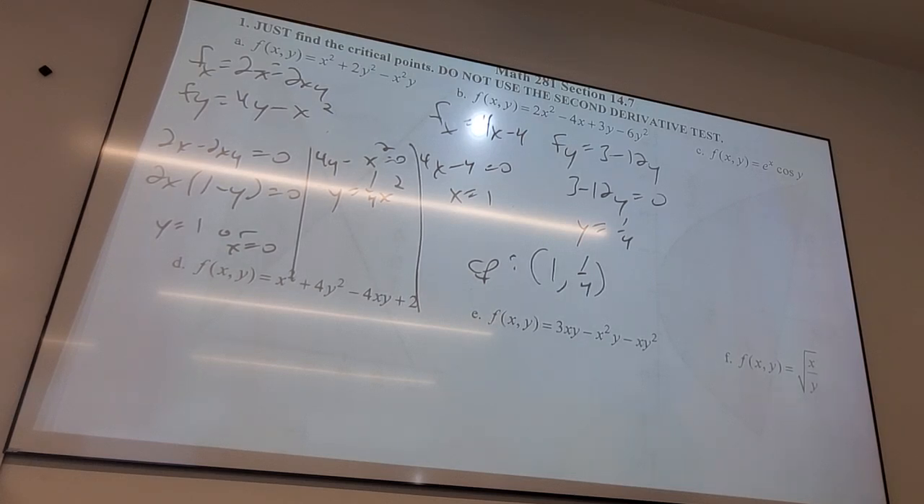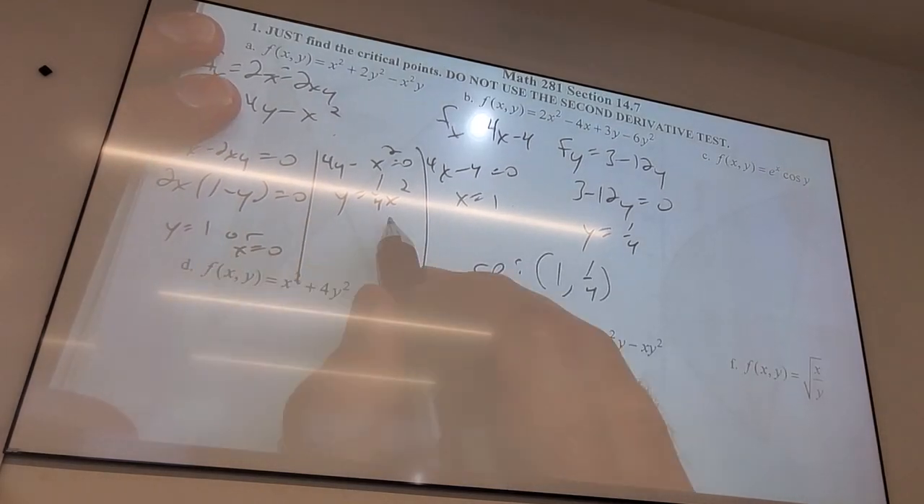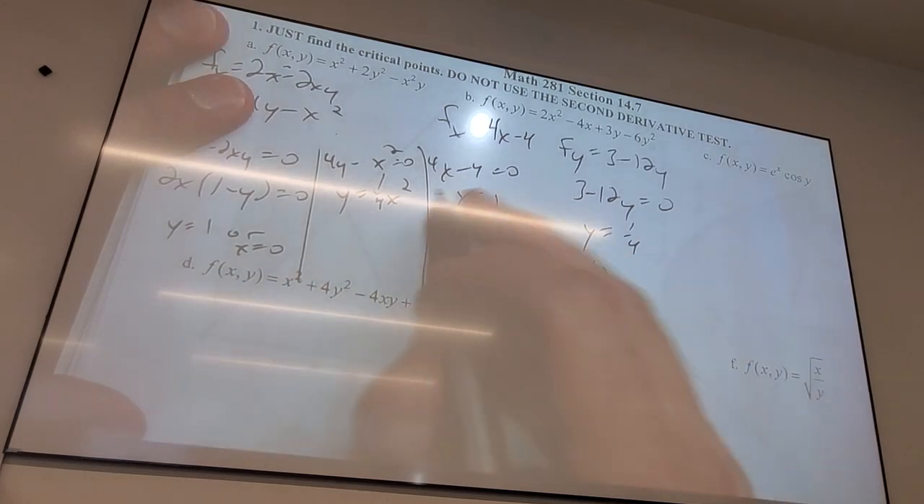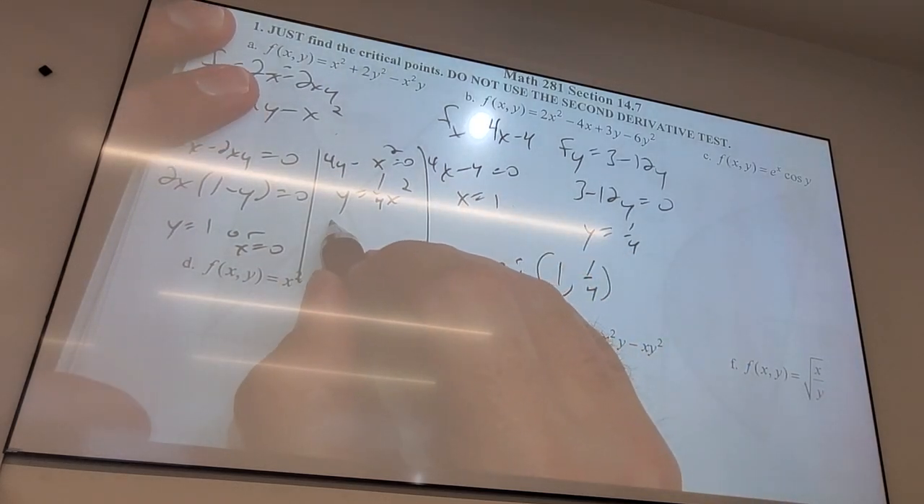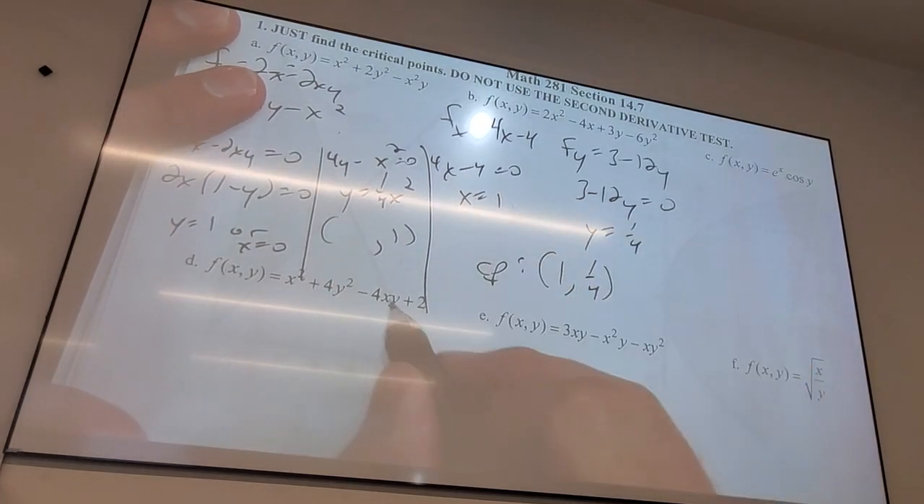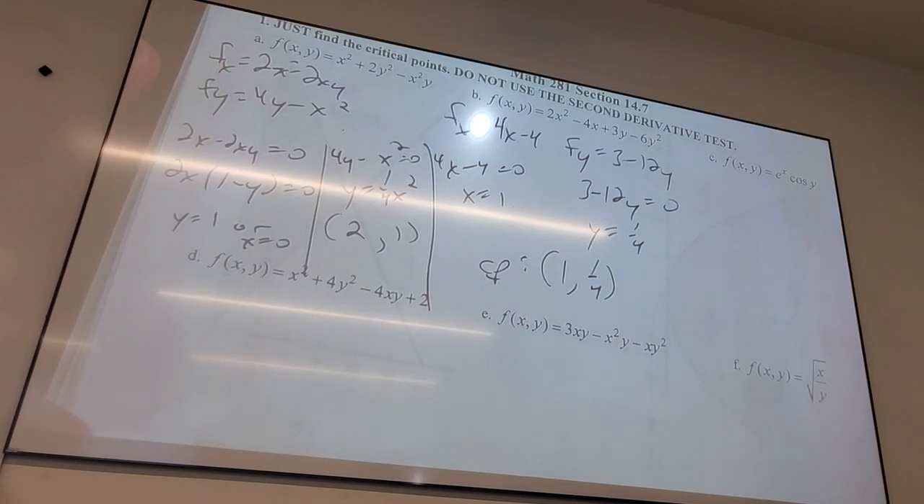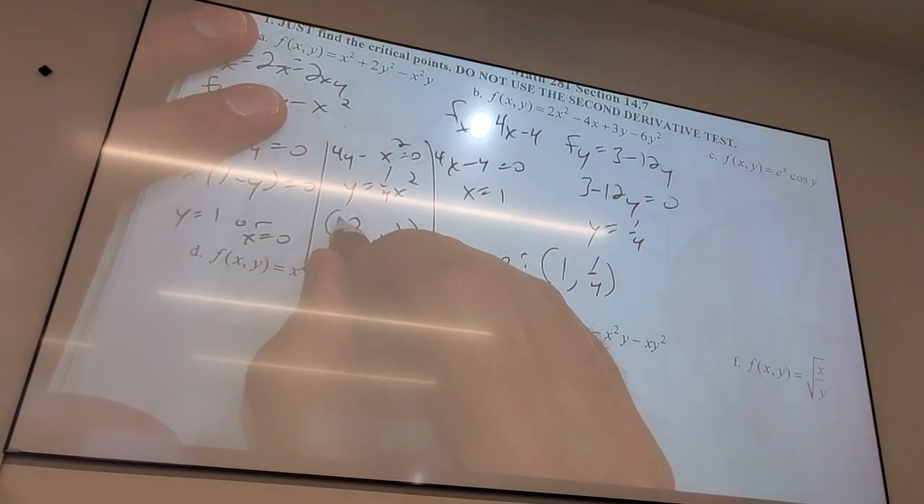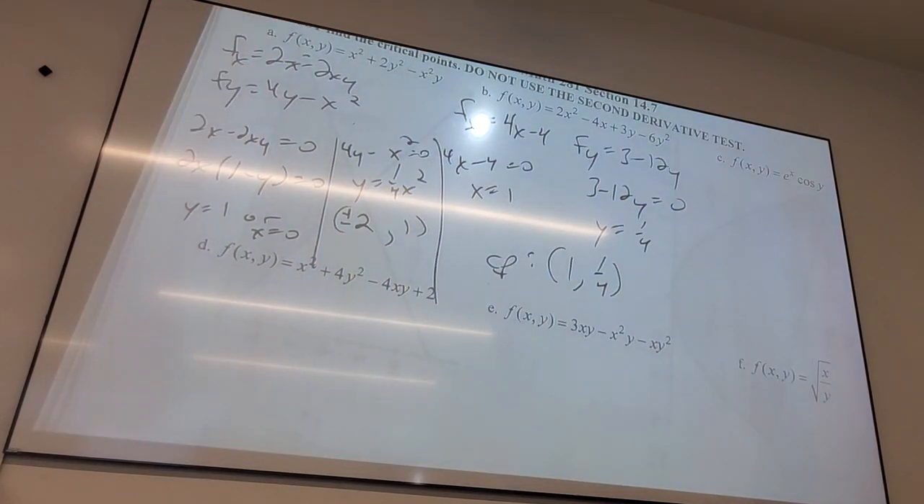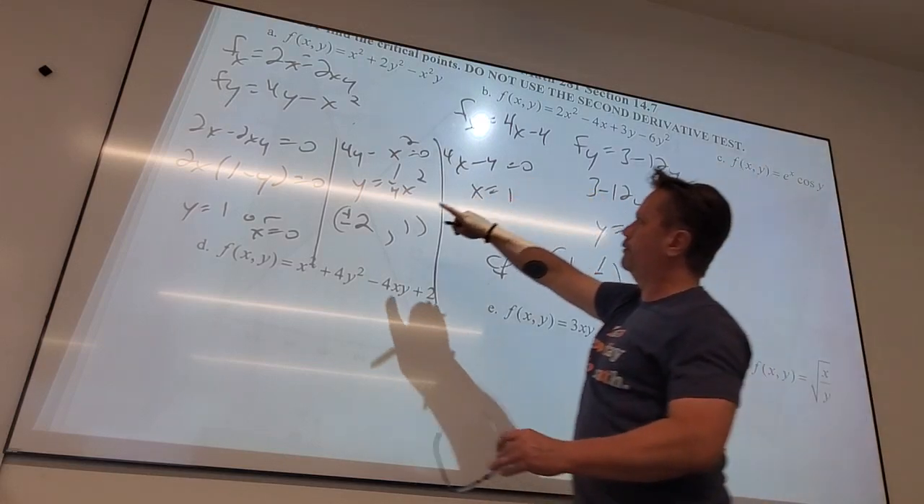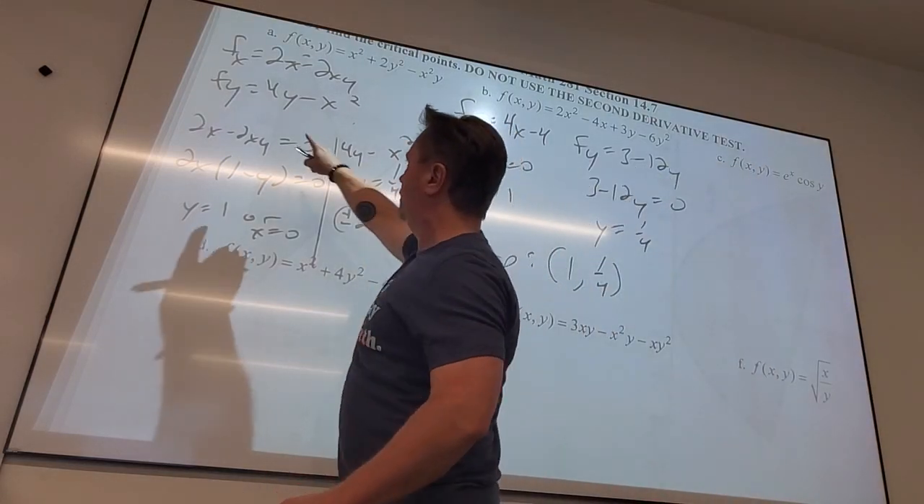Does y equals 1 make the second partial 0? Or let me say it this way. If I set y equal to 1 here, what would x have to be? 2, or negative 2. I like it. So would the point 2, 1 work? If you want to check yourself, with the point 2, 1, would that make this 0?